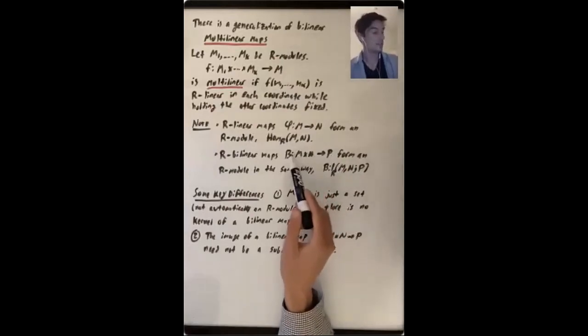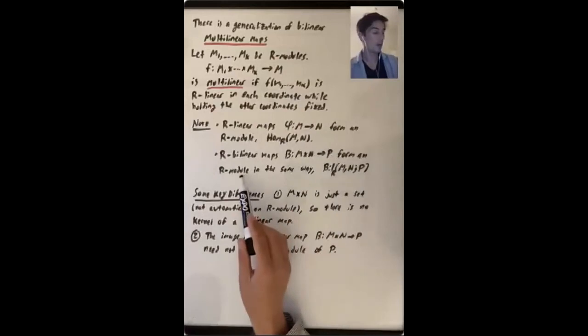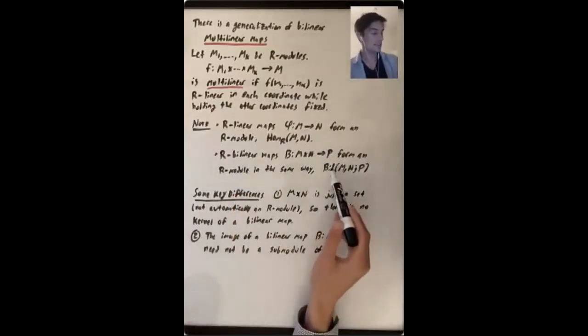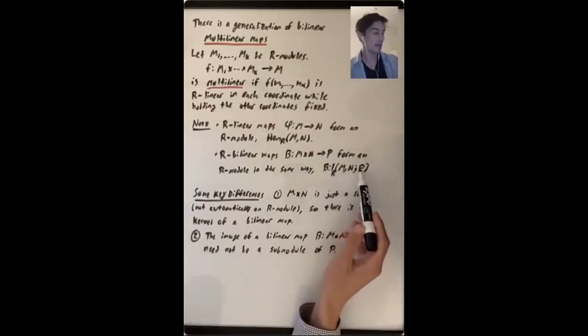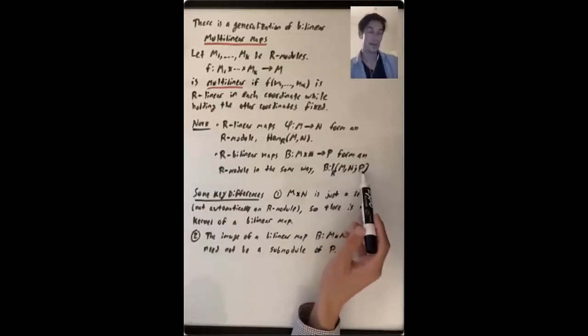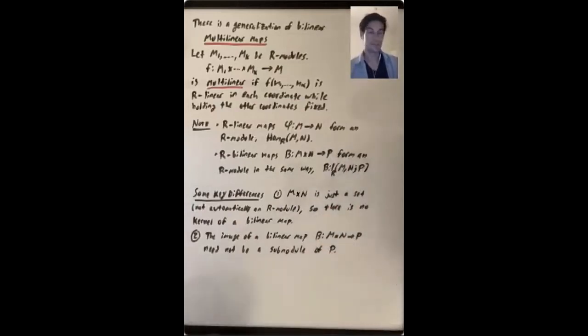So the set of these R bilinear maps from M cross N to P forms an R module in the same way that we saw before. So this is BIL, like bilinear, sub R of M, N, and then here's a semicolon P to indicate that you're taking the direct product of the first two things here, and then the codomain for all these maps is the R module P.